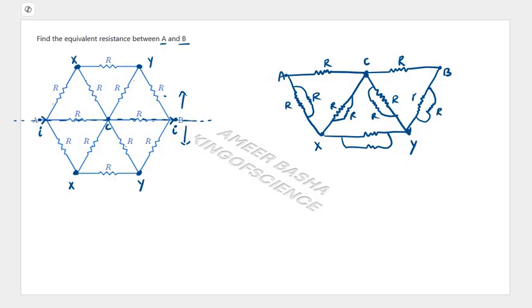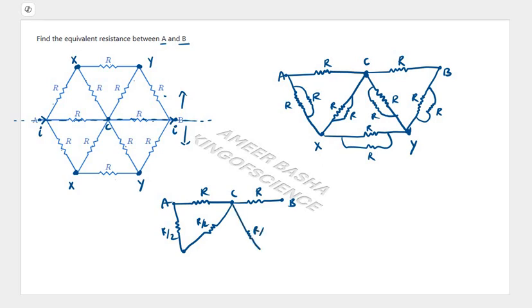Their values come out to be R by 2 and R by 2. So when I draw here, this is R only. This is also R. This is the B point and this is the A point. This is the resistance R and this is the resistance R. This value comes out to be R by 2, and this value also comes out to be R by 2. This value also comes out to be R by 2, and here this value also comes out to be R by 2, and from here to here this value also comes out to be R by 2, and here this value also comes out to be R by 2.